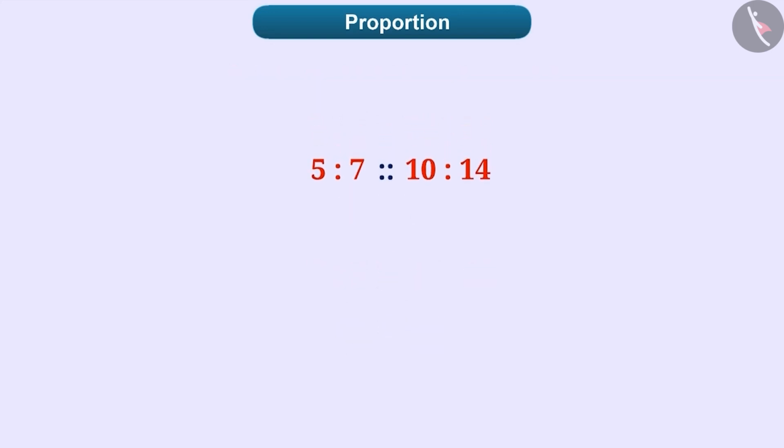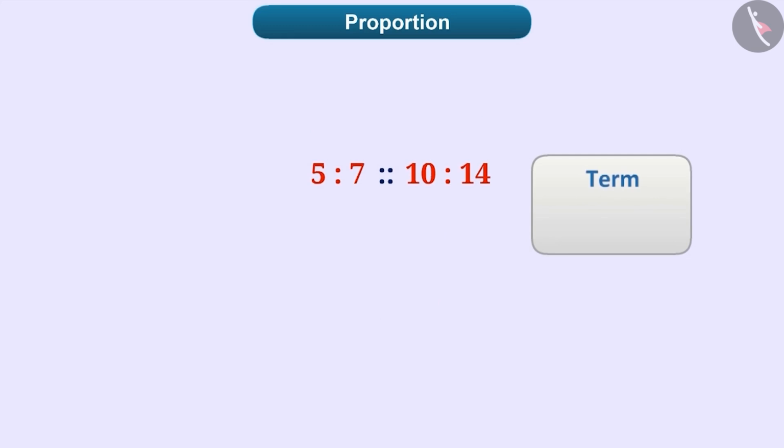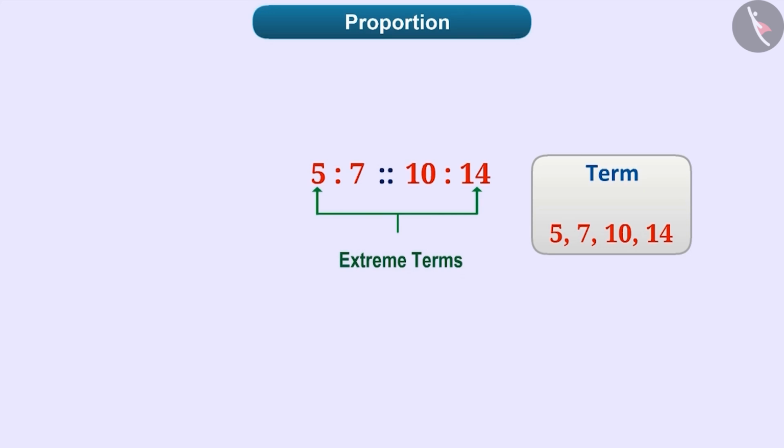Each quantity expressed in proportion is called a term. So in the given proportion 5:7 is proportionate to 10:14, 5, 7, 10 and 14 are terms. The first and the last terms among these terms are called extreme terms. For instance, in the given proportion, 5 and 14 are extreme terms. Similarly, the second and the third terms are called middle terms. For instance, in the given proportion, 7 and 10 are middle terms.